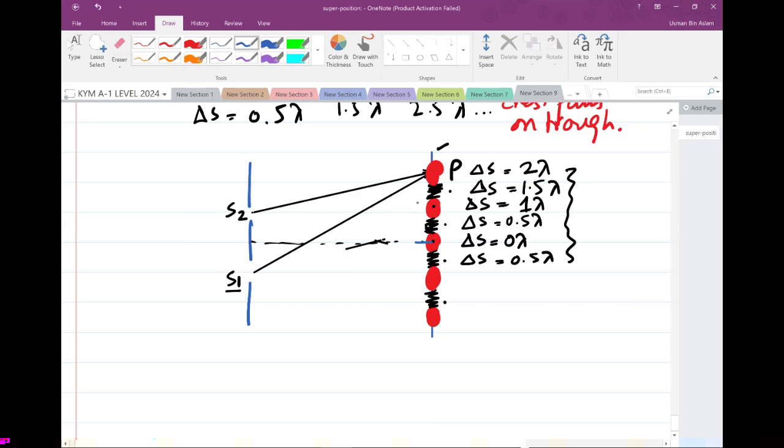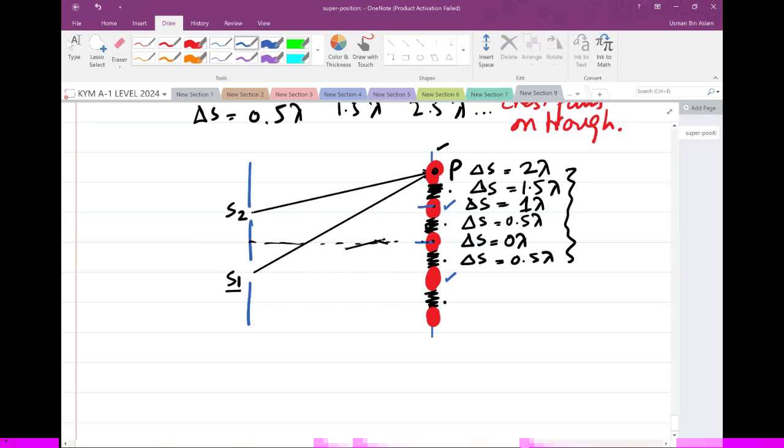This was the central point. This was the first bright fringe. That's what we call it. The central one is called the central bright fringe, and the one above it is called the first bright fringe, and the one below that is also called the first bright fringe. Sir, could you write that down, please? The names. This one is the zero, central bright fringe.